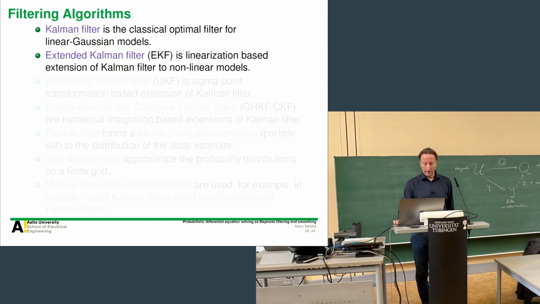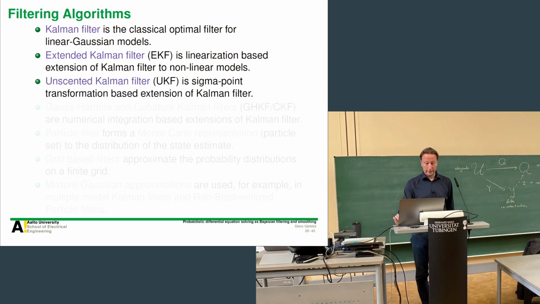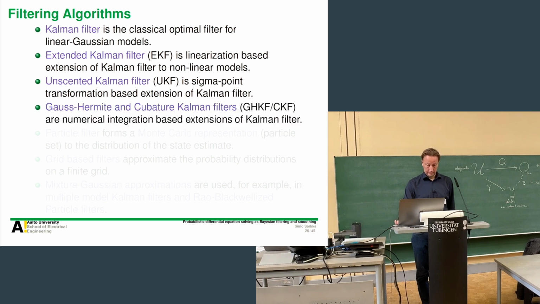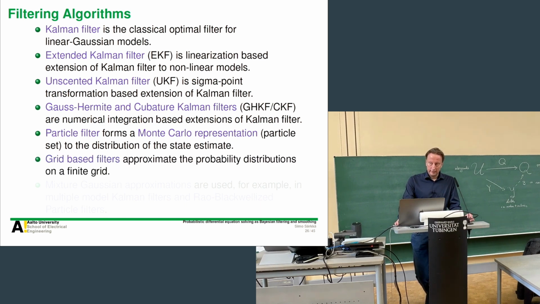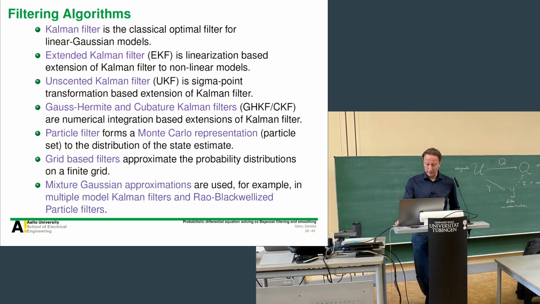And then you have all other kinds of methods, like the unscented Kalman filter, which is numerical integration based. So there's the Gauss-Hermite Kalman filter. And then you have particle filters, which are Monte Carlo representations. Grid: if you can actually discretize the whole state space, you can solve the equations. Well, they are just integral equations, so you approximate the integrals on a grid, and that can sometimes be used. And then mixed Gaussian approximations, like multimodal Kalman filters, Rao-Blackwellized particle filters, and so on, exist as well.